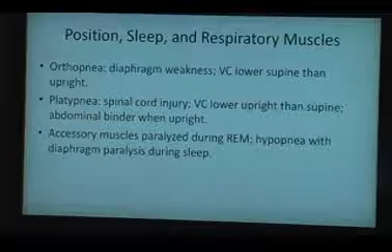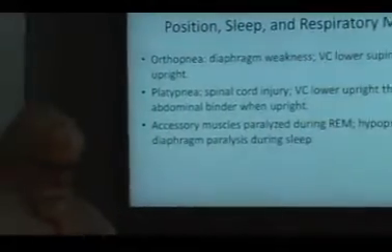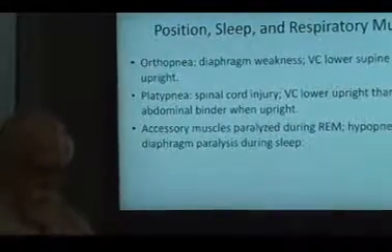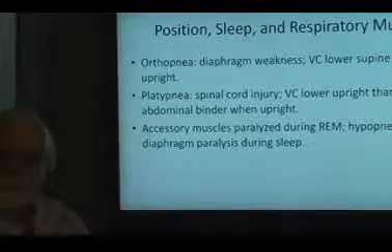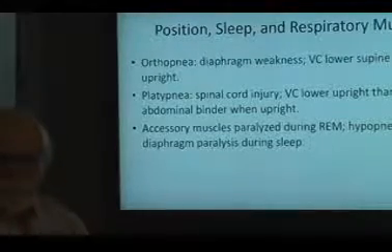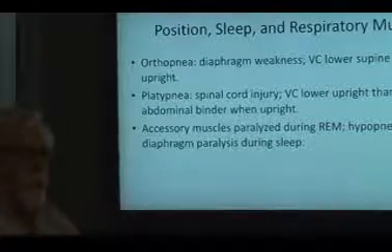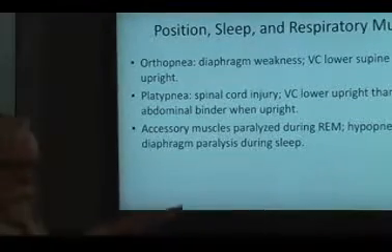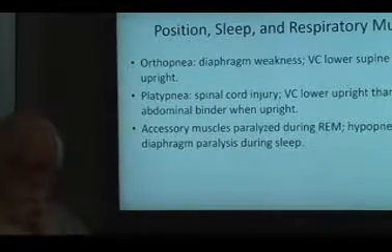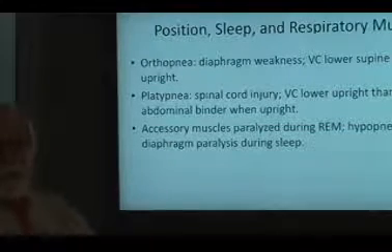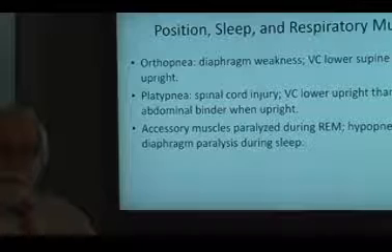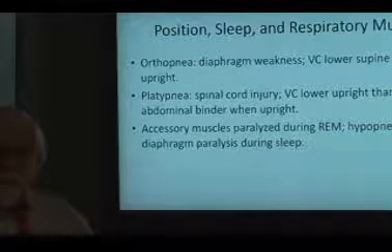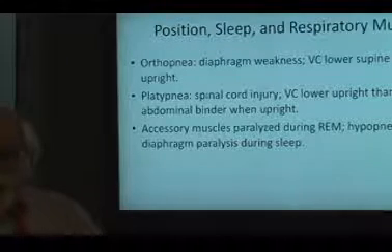So when they are upright, the abdominal contents fall downward. That pulls down on the diaphragm, and the diaphragm is less effective. So there are more, shorter breaths sitting up. However, if they are placed flat, the abdominal contents push up on the diaphragm and put the diaphragm into a position where the patient is able to take a deeper breath.